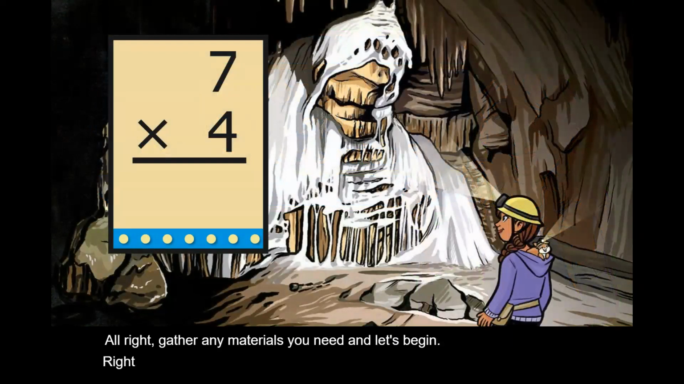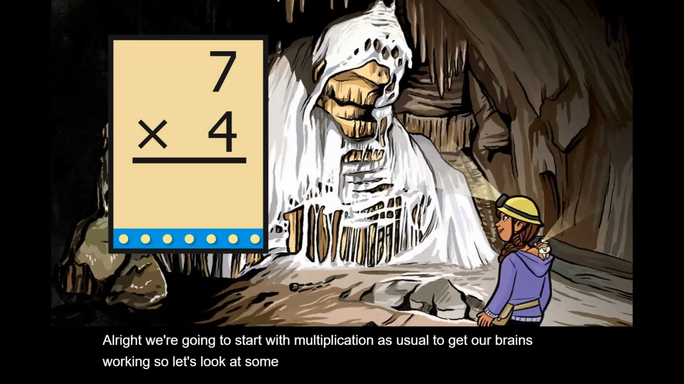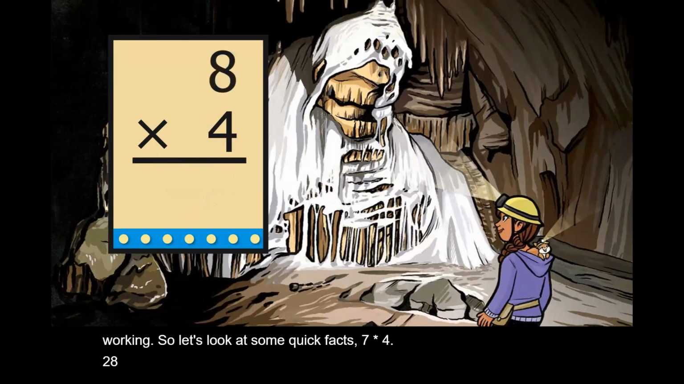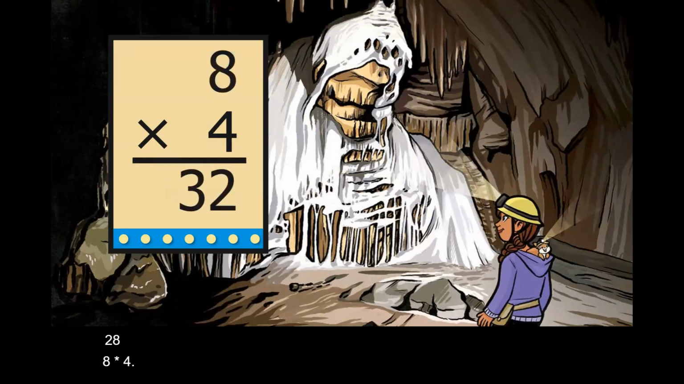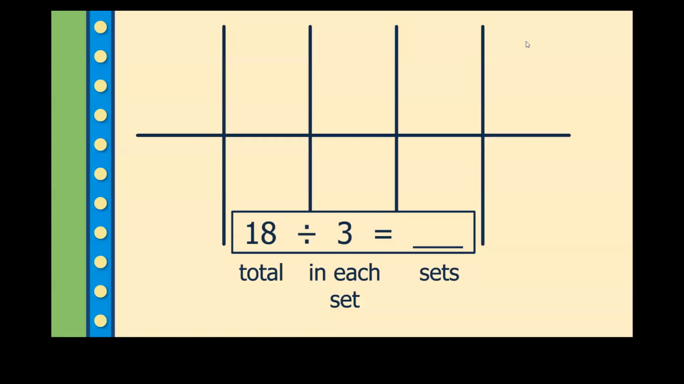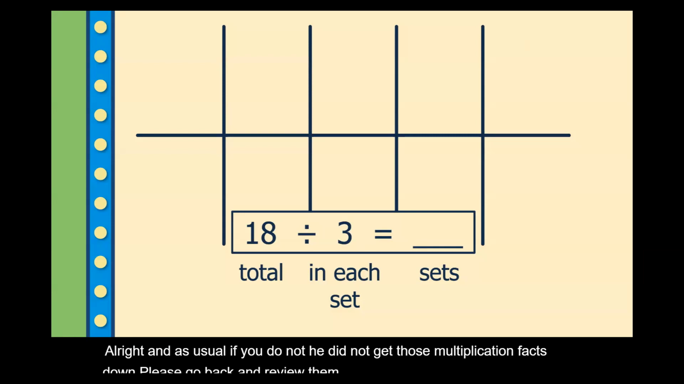All right, we're going to start with multiplication as usual to get our brains working. So let's look at some quick facts. 7 times 4, 28. 8 times 4, 32. 4 times 7, 28. 4 times 8, 32. All right, and as usual, if you did not get those multiplication facts down, please go back and review them, write them down, and make yourself some flashcards.